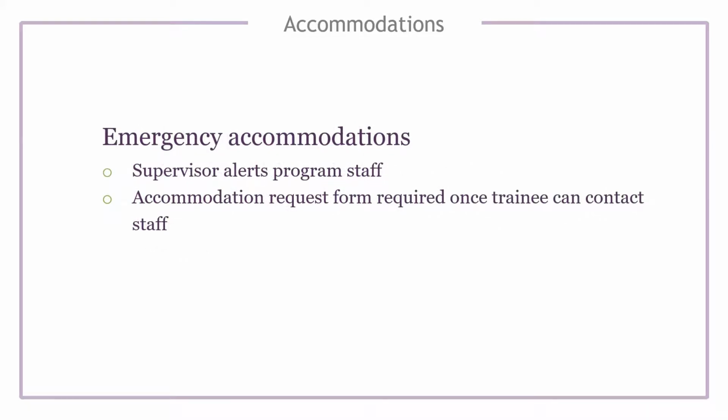Emergency accommodations are different. If a trainee experiences emergency circumstances and can't contact program staff, their supervisor should alert the program on the trainee's behalf as soon as possible. Once the trainee returns from emergency leave, they should complete an accommodation form to document the scope and duration of accommodations and to set up any ongoing supports.